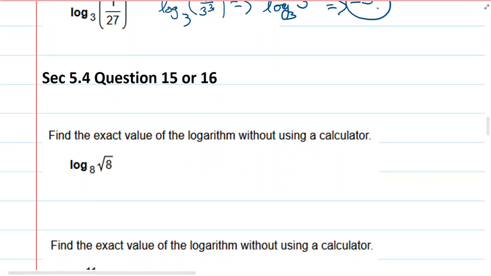Again, we're looking at the square root of 8. So we're going to first rewrite it. Is that true? Yes.